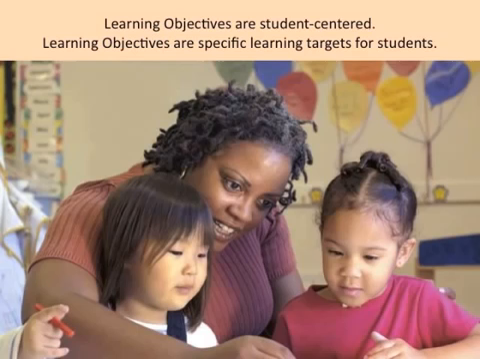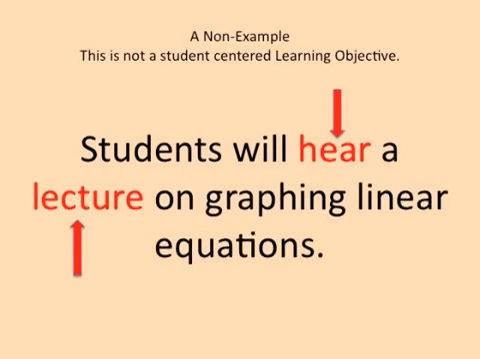They are standards-based but are statements of the specific learning targets for daily lessons. Learning objectives describe outcomes, not activities. This non-example of a student-centered objective shows that the student is being passive by just hearing. The focus of this objective is the teacher, since the action of the objective is a lecture by the teacher.